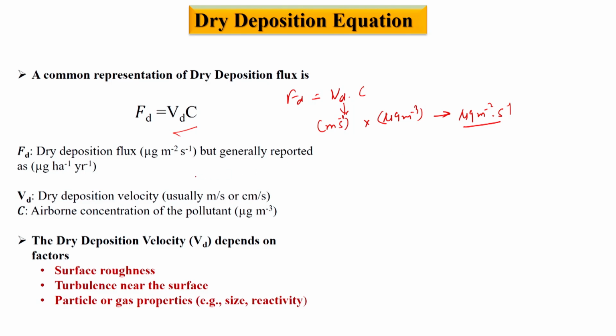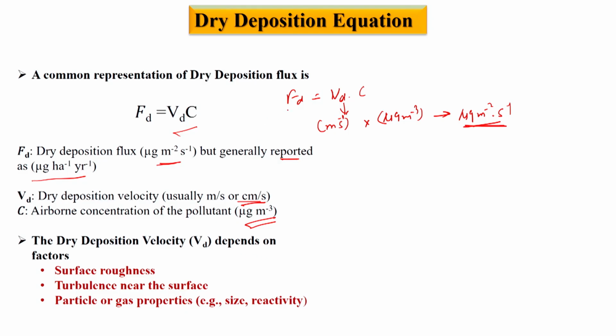But they are generally reported as microgram per hectare per year. You can calculate and report per meter square or per hectare, because over a larger area these numbers will be very small, so they are usually reported for a larger area. So you take a hectare. Again, dry deposition velocity is usually represented in meter per second or centimeter per second, and concentration in microgram per cubic meter.